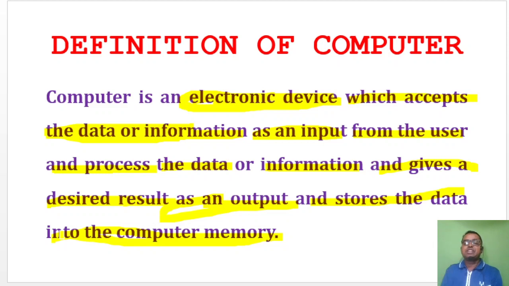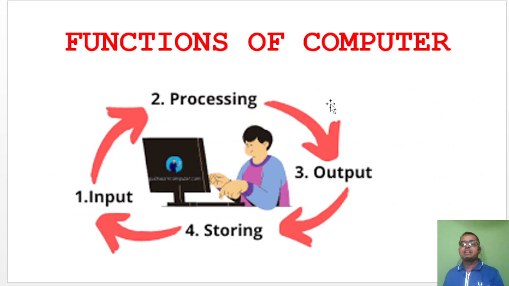So this is the definition of computers. Now come to the functions of computer. First, input. It takes the input from the user with the help of input devices. The second function is processing. It processes the input or data or information whatever we are giving to the computer. After processing, it gives the output, that is called the result. After getting the result, we have to store the result or information, which will be stored in the computer memory. So these are the basic functions of the computer.